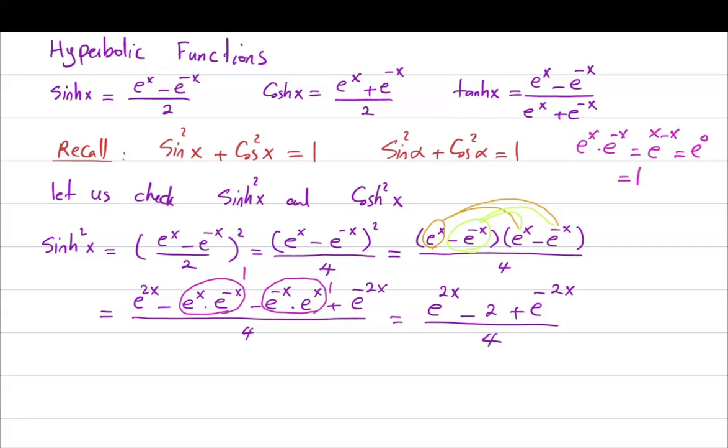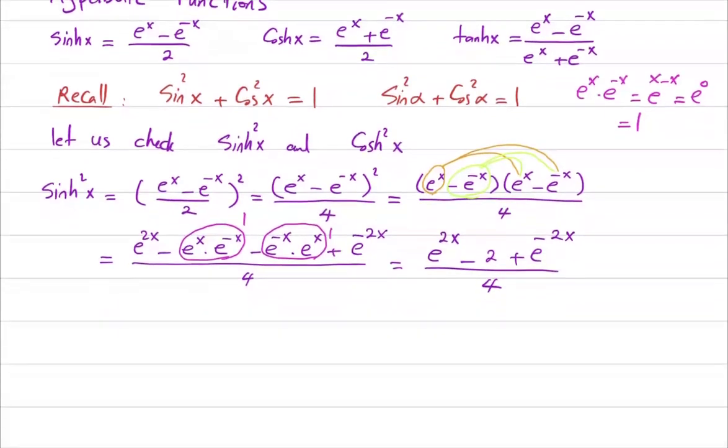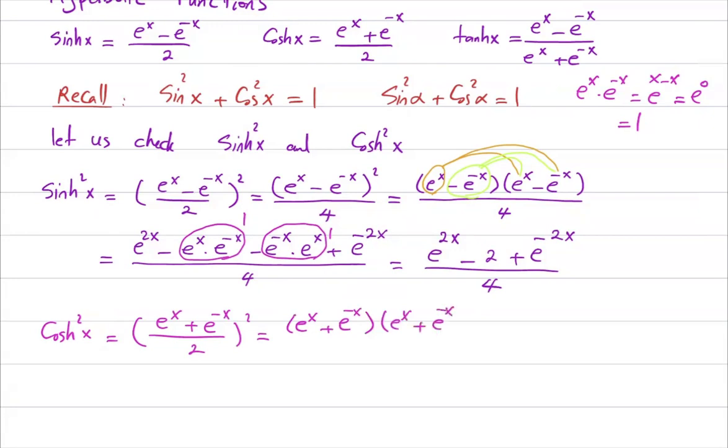So keep this one here. You have hyperbolic sine to the second power of x. Now, if I just start calculating hyperbolic cosine to the second power, what do I have? Hyperbolic cosine squared of x is equal to, with the same argument, e to the x plus e to the power minus x divided by 2 to the second, which can be written as e to the x plus e to the power minus x times e to the x plus e to the power minus x divided by 4.